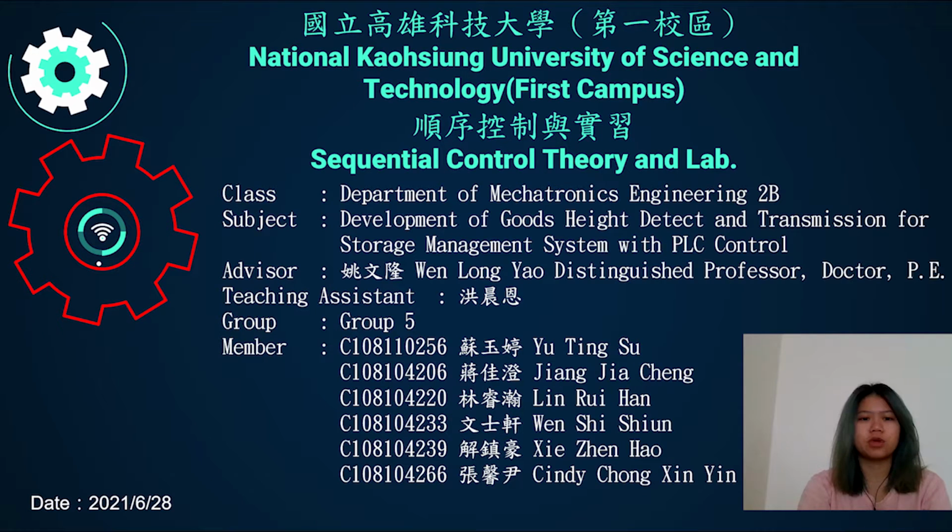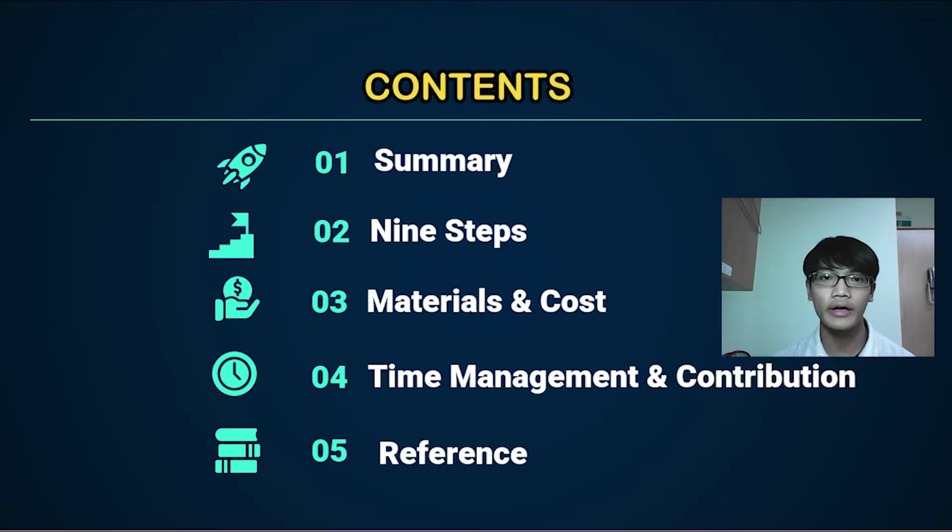We are Group 5. We have our members C108、1126于听树、C108、104、206蒋嘉诚、C108、104、220林瑞汉、C108、104、233文世轩、C108、104、239谢振豪、C108、104、266 Cindy Chang Sen.